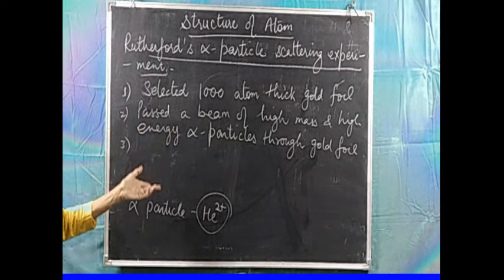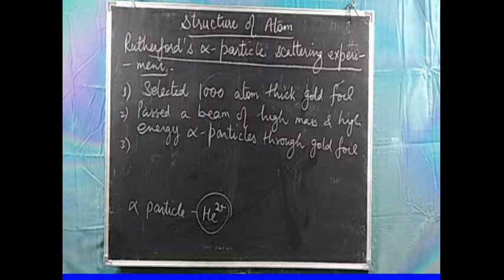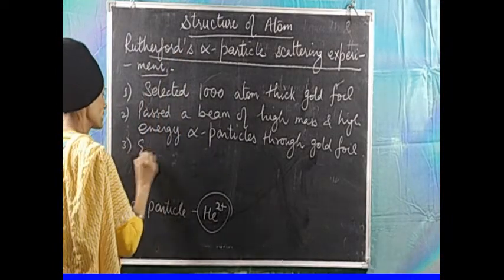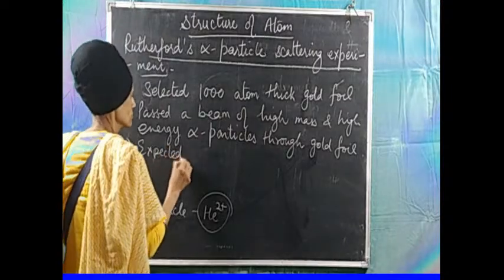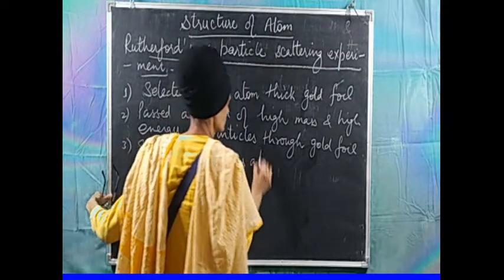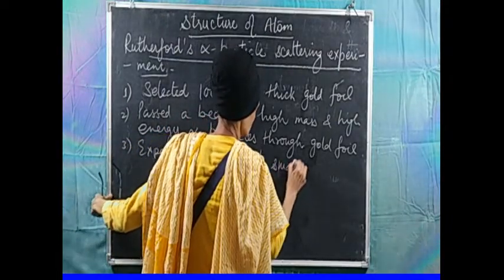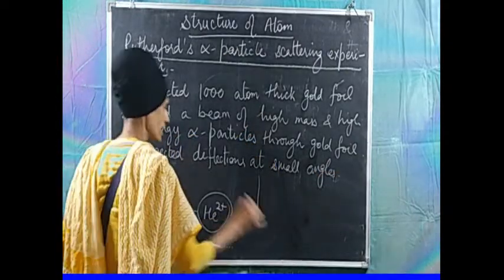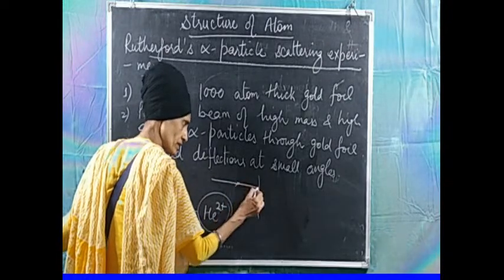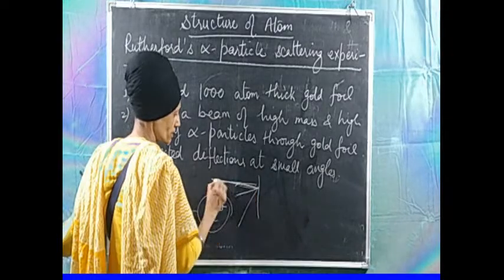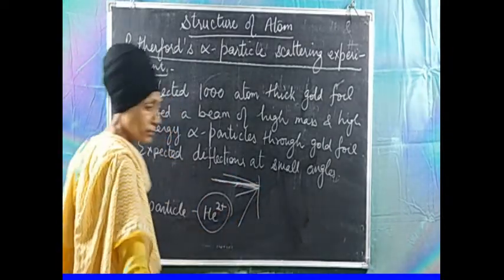He expected this, but this was not so. So this was his setup and expected deflections at small angles. Now what is the meaning of deflection? Like this alpha particle is going and striking here, will come back at small angle, not at large angles. He expected that if they will strike here, come back at very small angles, but it didn't happen.